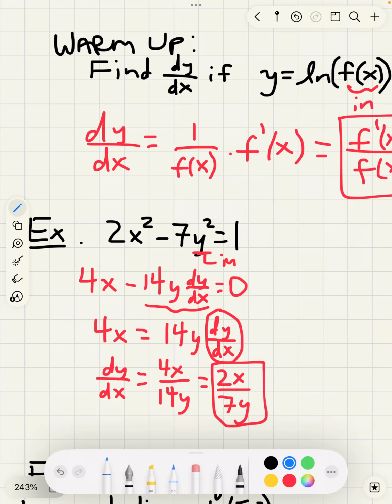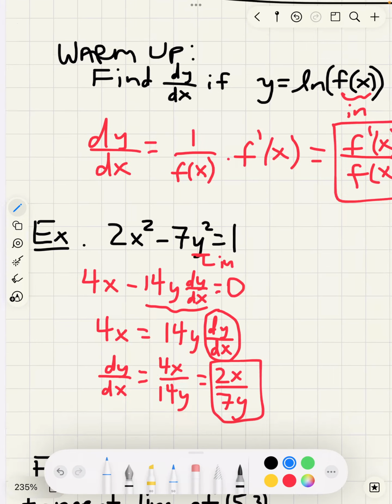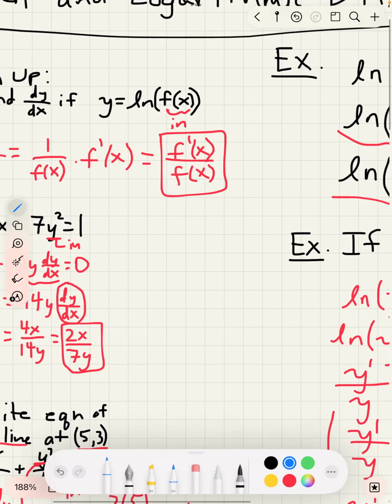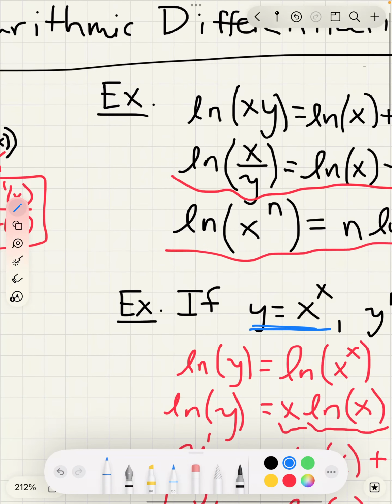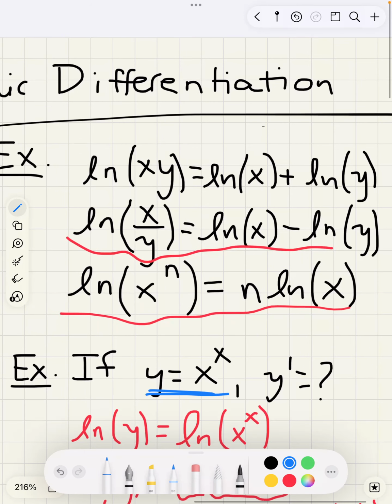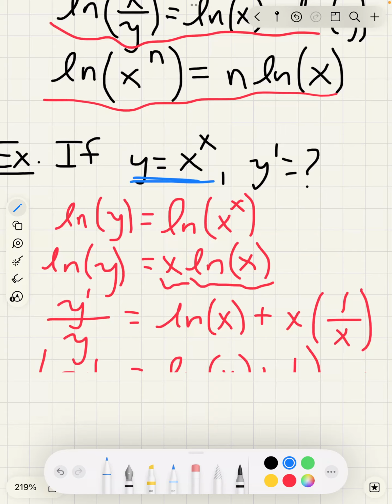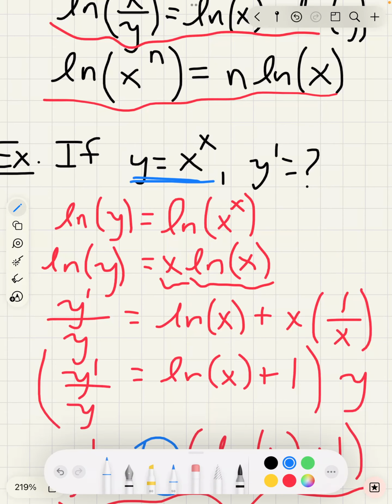We also talked about logarithmic differentiation, which uses the properties of logarithms to simplify derivatives or make ones that were impossible before possible. And there we are. That's section 3.5.